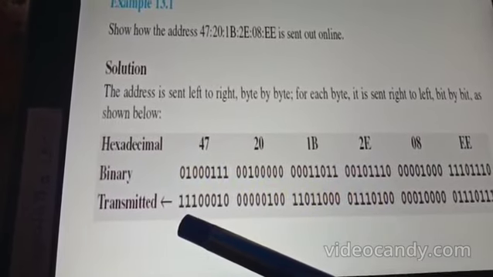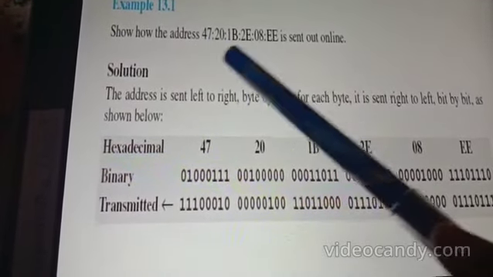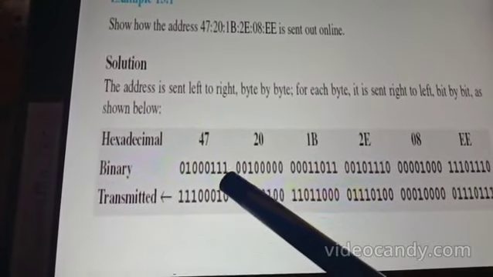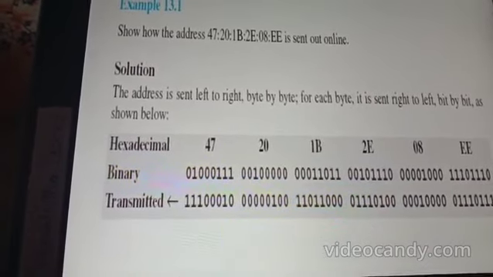So when sending an address, the address will be sent byte by byte from left to right, and in each byte the LSB is sent first and the MSB is sent at the end.